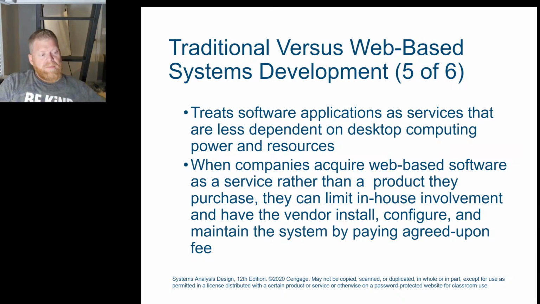When companies acquire web-based software as a service rather than a product they purchase, they can limit in-house involvement and have the vendor install. What this is also saying is, just like Microsoft has done, just like Adobe has done, you name it, when you do software as a service or licensing subscriptions, you're limiting your in-house involvement.